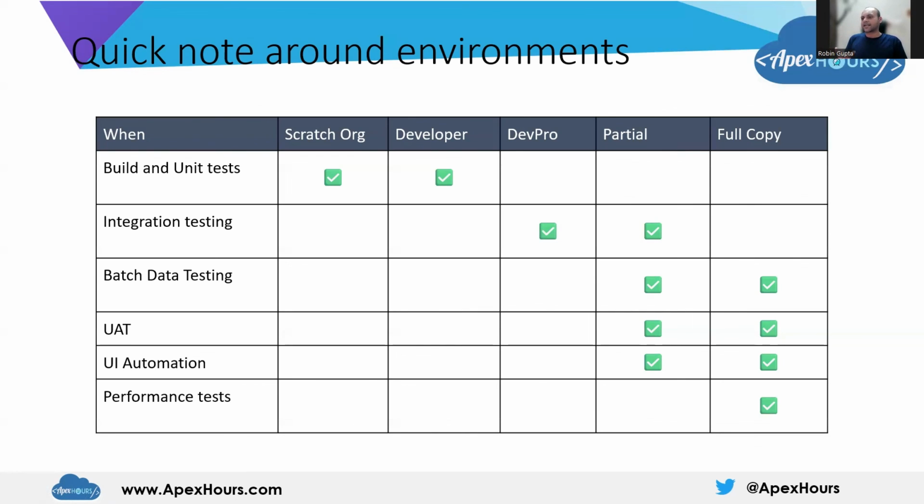Going further down, batch data testing on partial copy or full copy, so that it actually gets to test the batch of data. On the Scratch org, the data might not be real or might be too small in size. UAT on partial and full copy. UI automation on partial and full copy, so that it mimics the end user's experience. And performance tests generally on full copy, so that it is really close to the real world scenarios of performance and load testing. Also, a side note, Salesforce being a multi-tenant system, it is generally recommended to plan performance tests in advance so that your performance or load on the system doesn't impact the other tenants.